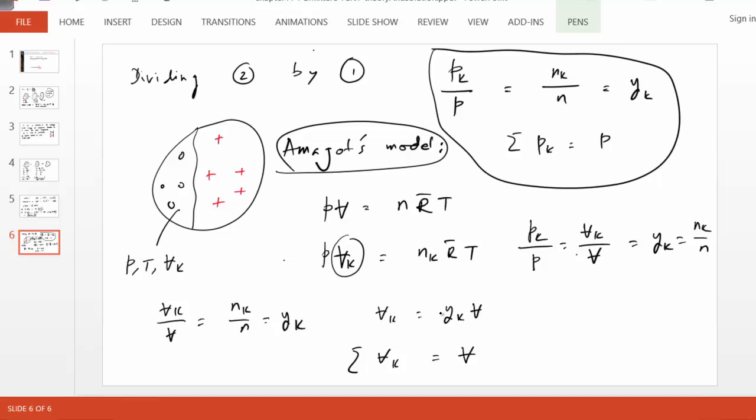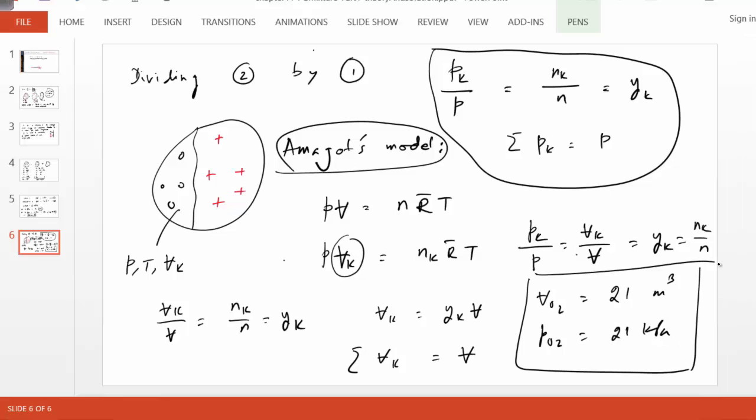So if you have a 100 meter cube room, the partial volume of oxygen will be 21 meter cube. On the other hand, if you go by Dalton's model, you have a 100 meter cube room and 100 kPa is the total pressure. What is the partial pressure of oxygen in that case? It will be 21 kPa. So this is a simple way of looking at a mixture.